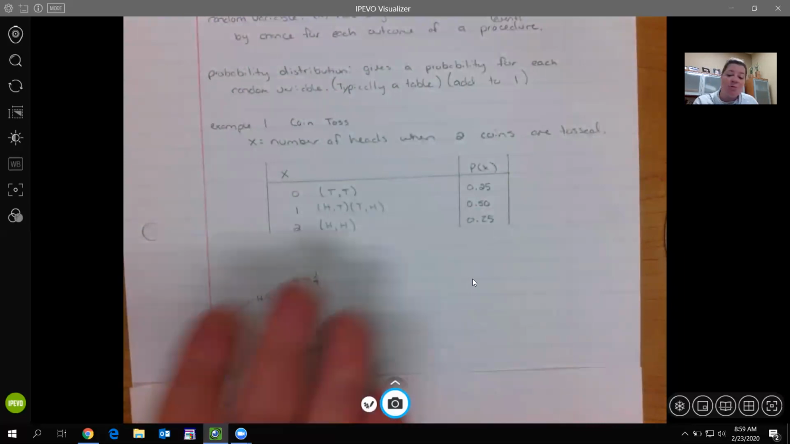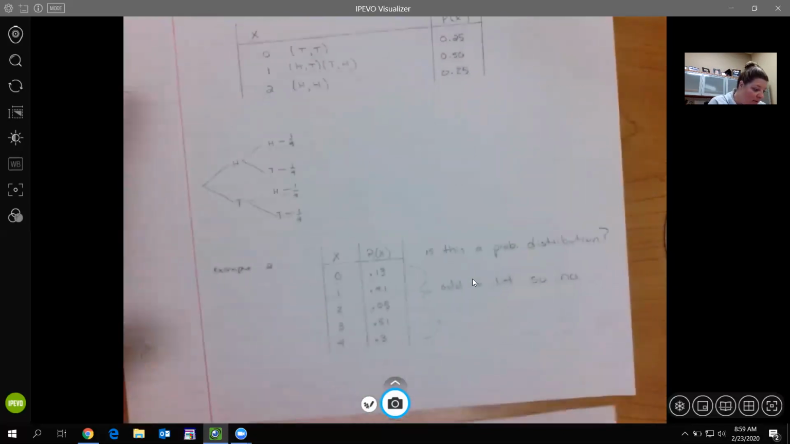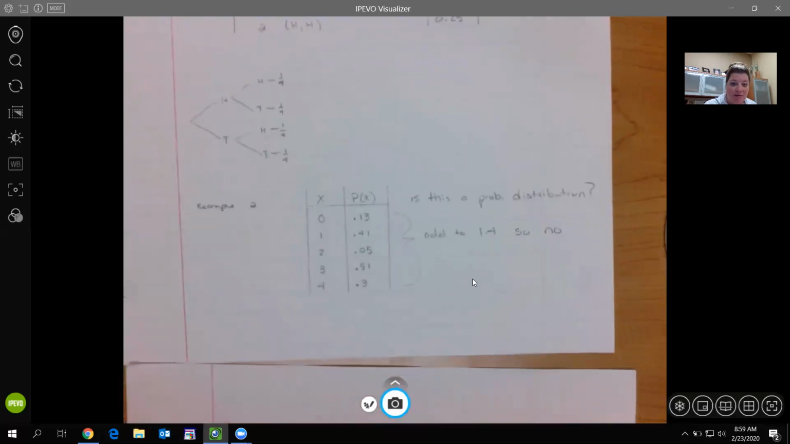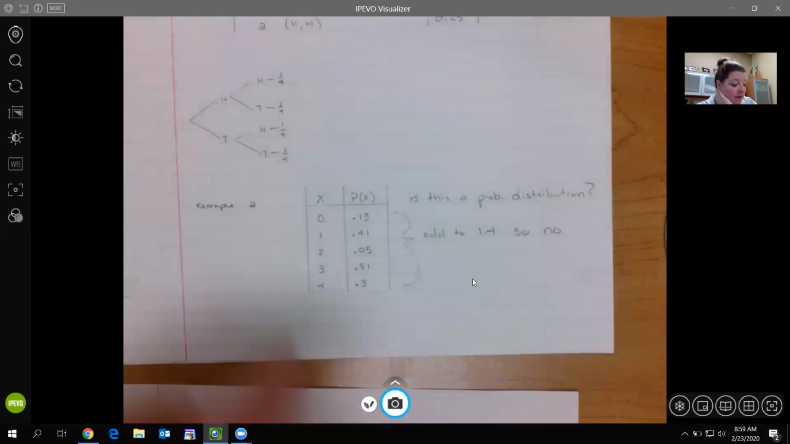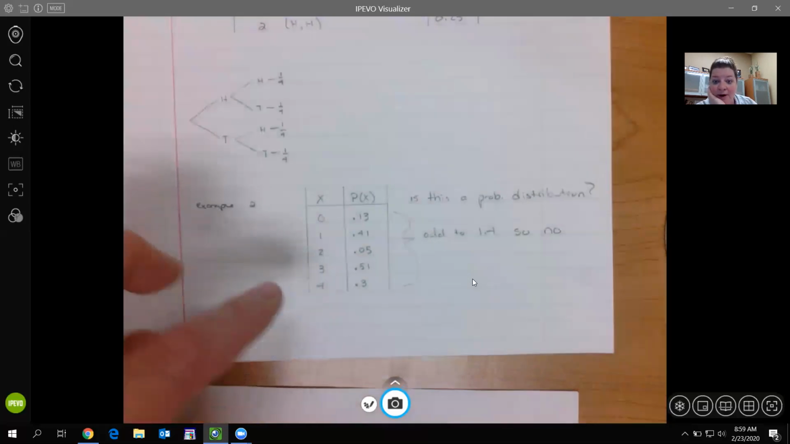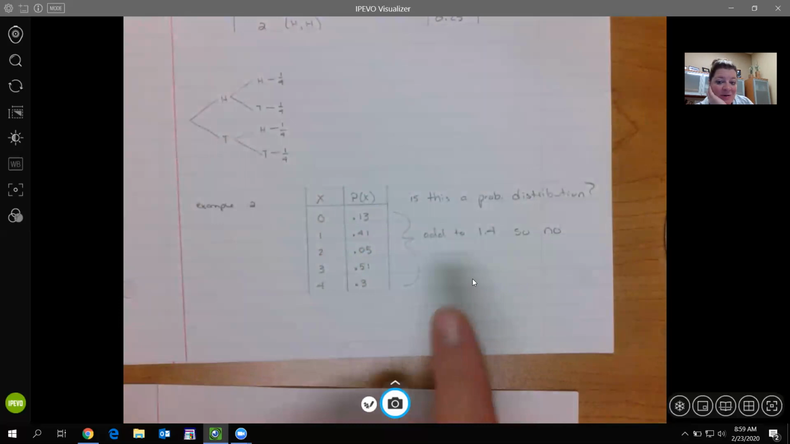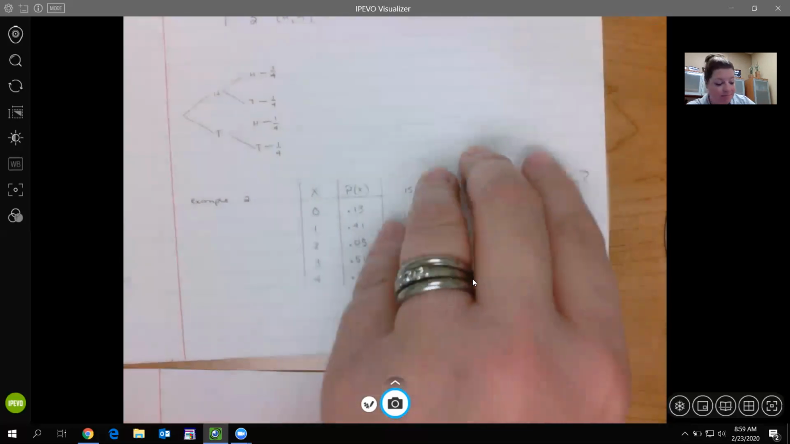So a lot of times we give you your data in a probability distribution. Okay, here's my second example. Is this a probability distribution? I already wrote the answer on the side there. On whatever this was, you could get the number 0 through 4, and I give you the probabilities, and if you add those up, they add to 1.4. So I'm just adding them. Nope, that's not a probability distribution.